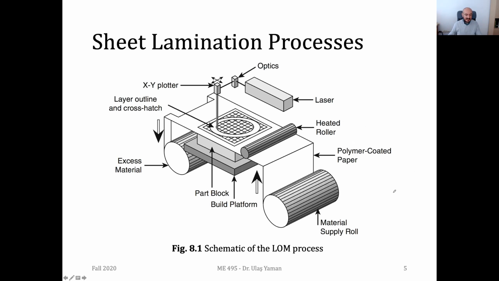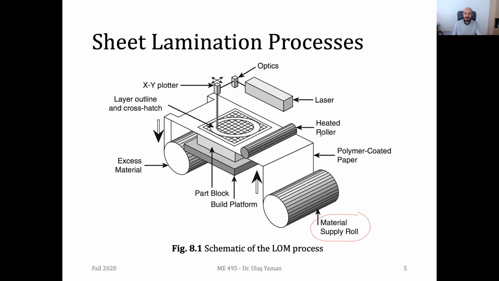schematic of the process. We have a material supply here. Raw material is supplied from the right-hand side and is passed, as you see, on the table. We are heating with a kind of a special roller so that underneath this paper, we have some adhesives. And once you heat it, then it will be easily sticking to the previous layer.